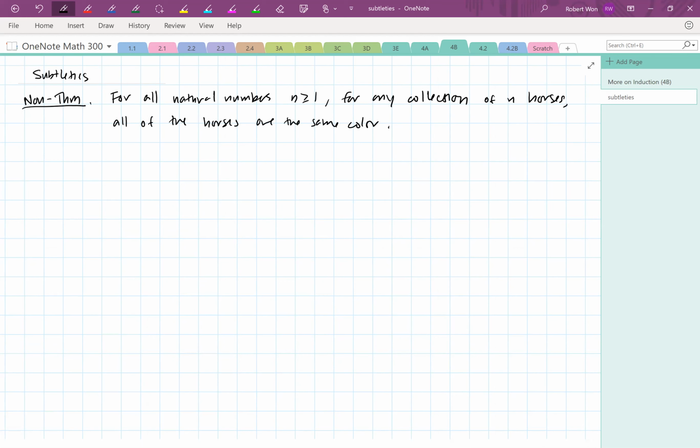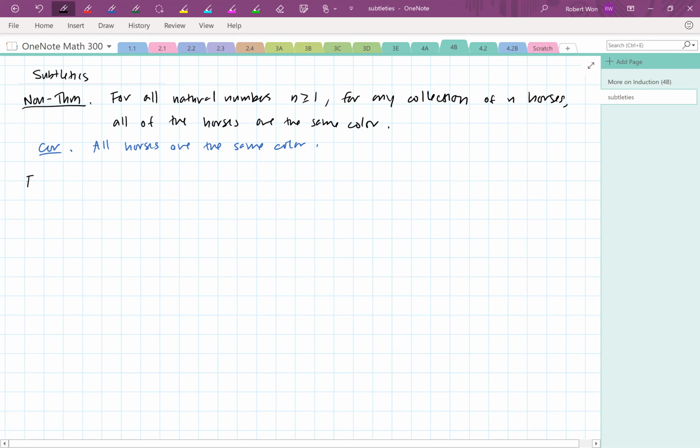So I'm going to prove that in any collection of 1 horse, they're all the same color. In any collection of 2 horses, they're both the same color. In any collection of 10 horses, all 10 horses are the same color. In any collection of 15 horses, all horses have the same color. So that means, as a corollary, all horses are the same color, right? Because there are only finitely many horses on Earth that have ever lived even. Okay, so let me give you a proof.